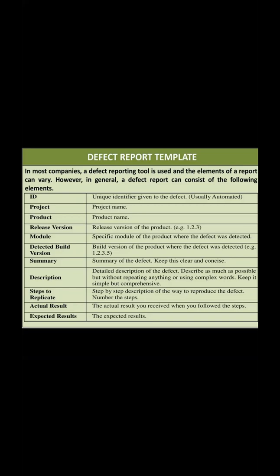In most companies, a defect reporting tool is used, and elements of the report can vary. However, in general, a defect report can consist of the following elements. Any defect report should have the following components or elements. So it should have the defect ID, project ID, where the defect is found, and the product ID, a release version of the product, module of the particular project, defect build version, and a summary of the project, description of the defect, steps to replicate the defect, actual result, and the expected results.